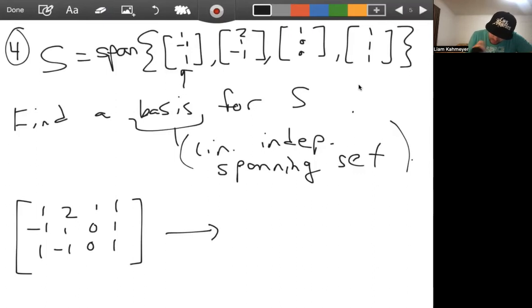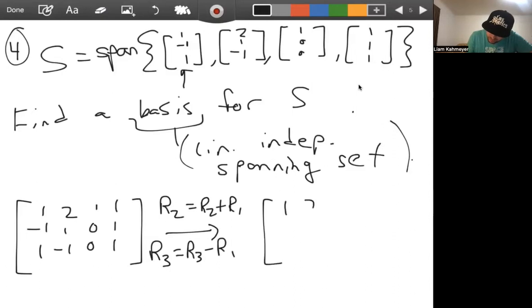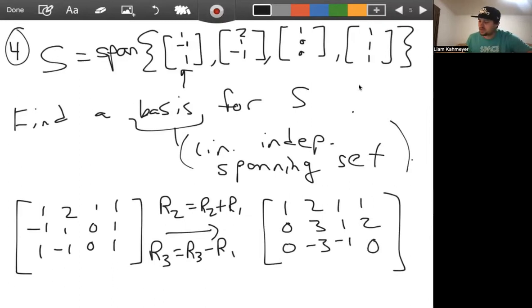Well, you can see here, row 2 would be row 2 plus row 1, and then row 3 would be row 3 minus row 1. That gives us 1, 2, 1, 1 because the first row didn't change. Then we have -1 plus 1 is 0, 1 plus 2 is 3, 0 plus 1 is 1, 1 plus 1 is 2. And then we have 1 minus 1 is 0, -1 minus 2 is -3, 0 minus 1 is -1, and then 1 minus 1 is 0, right?